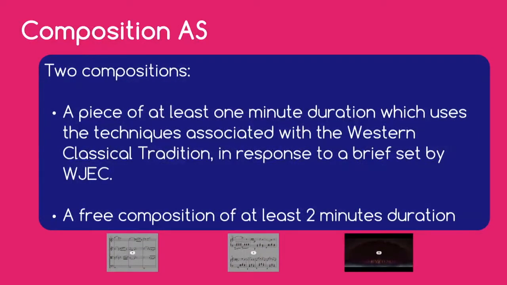For composition, at AS, you have to complete 2 compositions. The first is a piece in a Western classical style, so either in a Baroque, a classical, or a Romantic style, and that would be in response to a brief that's been set by the exam board.